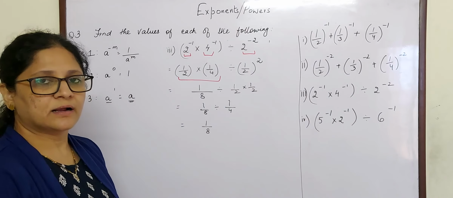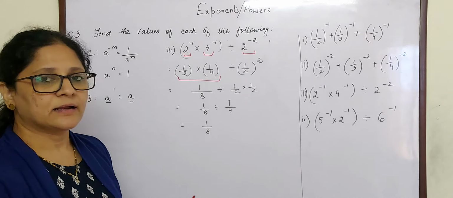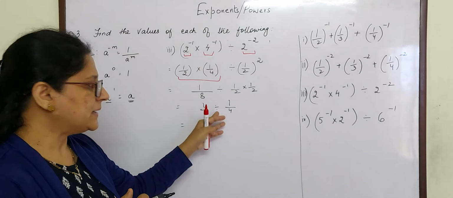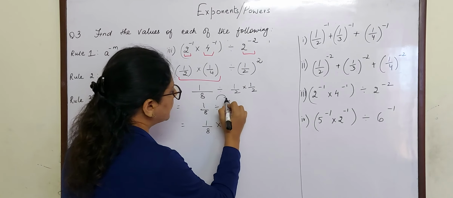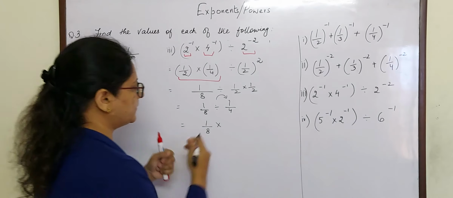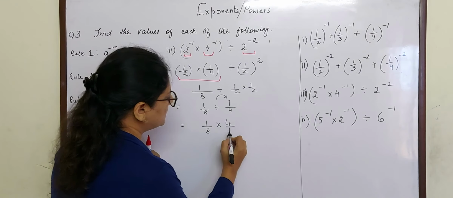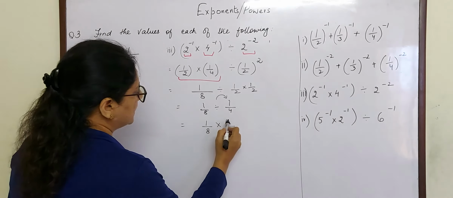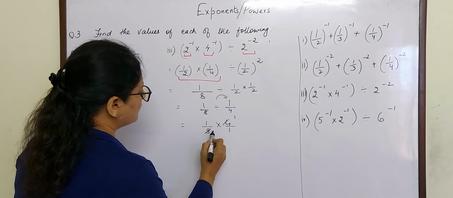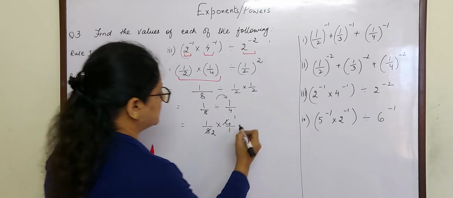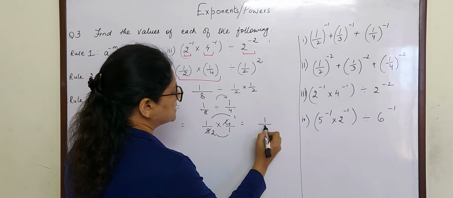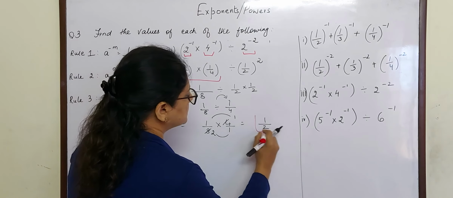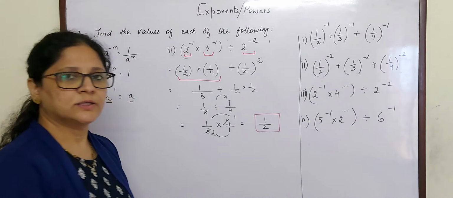Have you learnt in the younger classes, children, that when you replace division with multiplication, your second number will be a reciprocal. So 1/4 becomes 4/1. Well, let us cancel. 4 ones are 4, 4 2s are 8. So your answer is 1 ones are 1, 2 ones are 2. So your final answer is 1/2.